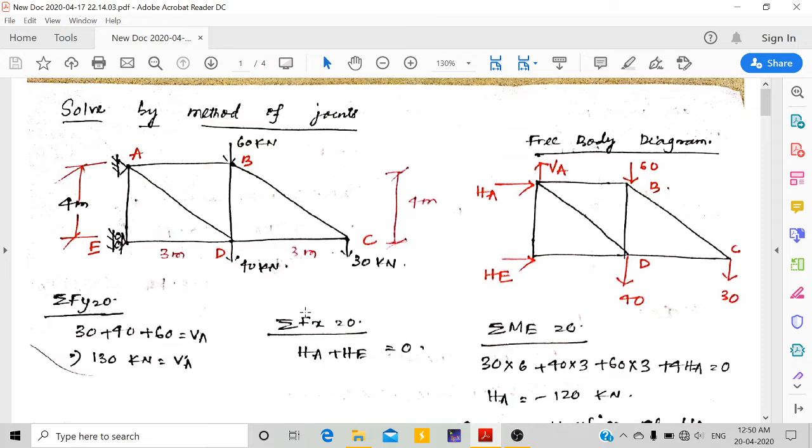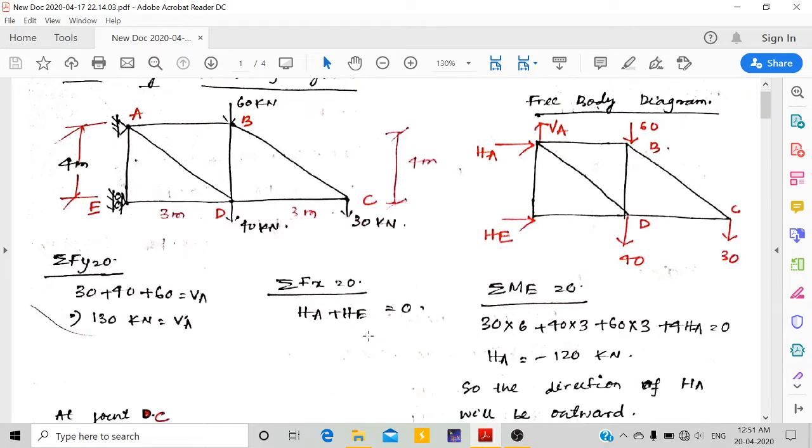Next, our summation of Fx, it means what are the forces acting along the x direction. HA plus HE is equal to 0, as there is no horizontal external load. So I have to find the force of HA and HE. So I am taking moment about E. At this point I am taking moment. So this 30 clockwise, 30 into 6, this 40 into 3 clockwise, this 60 into 3 clockwise, then this HA into 4, this is also clockwise. All the clockwise are positive.